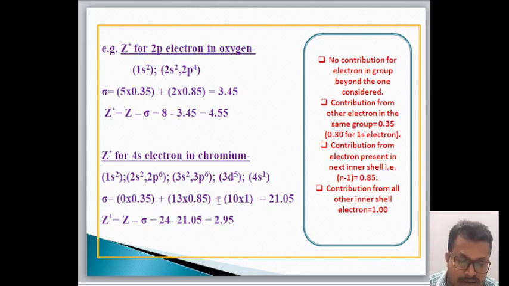On addition, the screening constant value we find is 21.05. As you all know, the atomic number of chromium is 24. So to find the effective nuclear charge for chromium, we subtract this screening constant value, which is 21.05, from the atomic number, which is 24 minus 21.05. It will give 2.95.